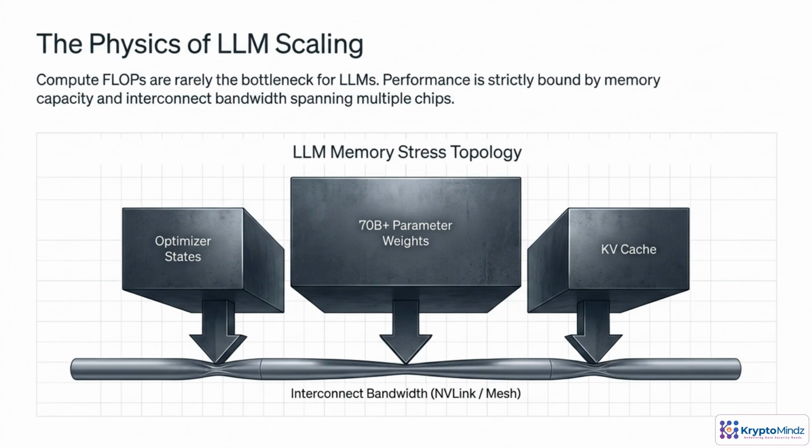As you scale large language models, raw compute isn't usually the first thing that breaks. The real pressure points are memory capacity and the bandwidth between chips. Three components dominate memory for big transformers. First, parameter weights, which can easily reach tens or hundreds of billions. Second, optimizer states during training, which often triple or quadruple the total footprint. And third, the key value cache used during inference, which grows with sequence length and batch size. All of this has to fit on a single device, like an H100 or Ascend 910C, or be split across multiple devices. Once you split, interconnect bandwidth and latency become your new hard limits.